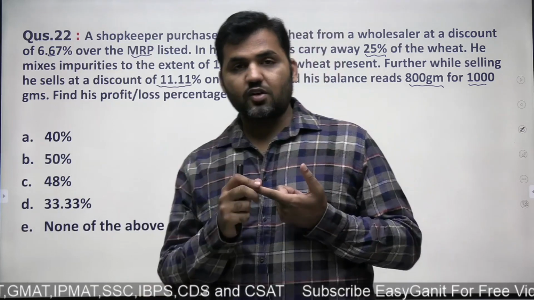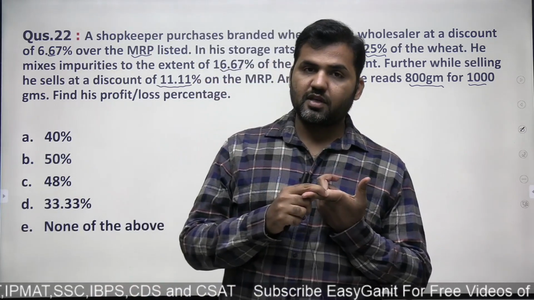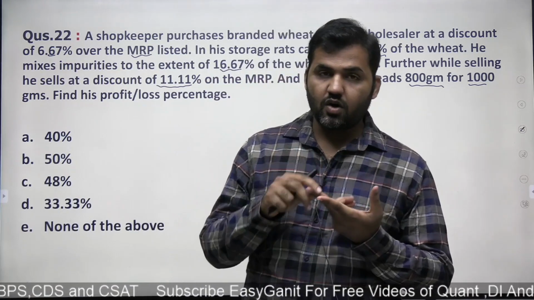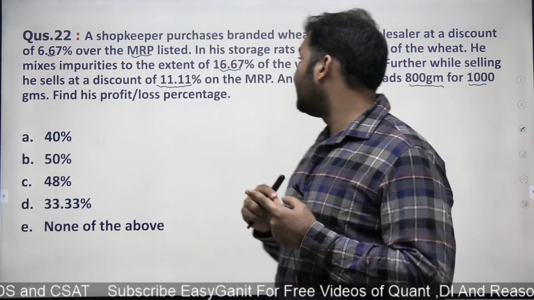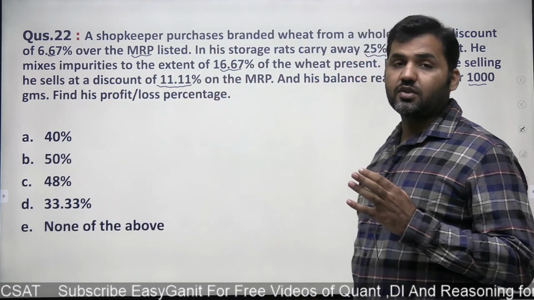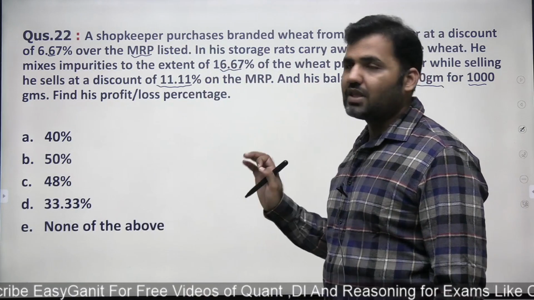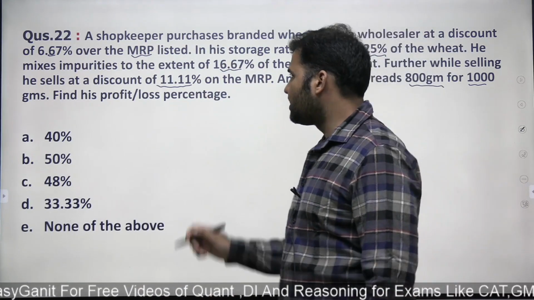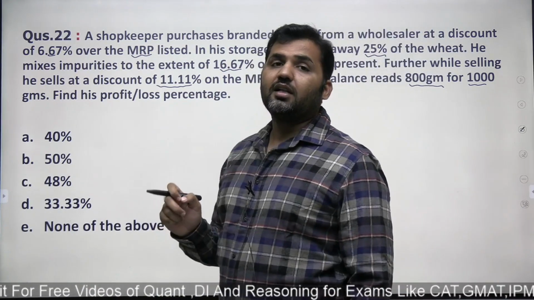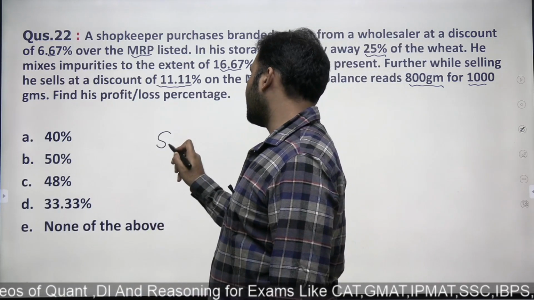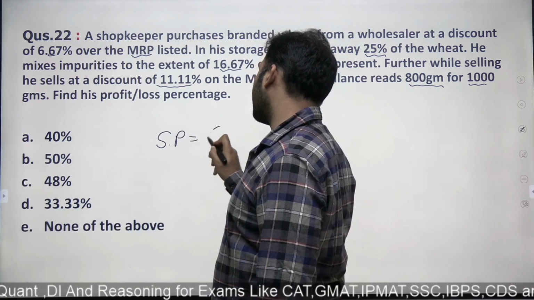First he got a purchasing discount, then rats carry away some of its product. Then there is impurity added. Then there's a wrong balance reading, and then there is also a selling discount. So there are around 5 to 6 events. So it's better to solve the question with the multiplying factor. Just try to find out the multiplying factor of each event. So find out the relationship between selling price and cost price, right?